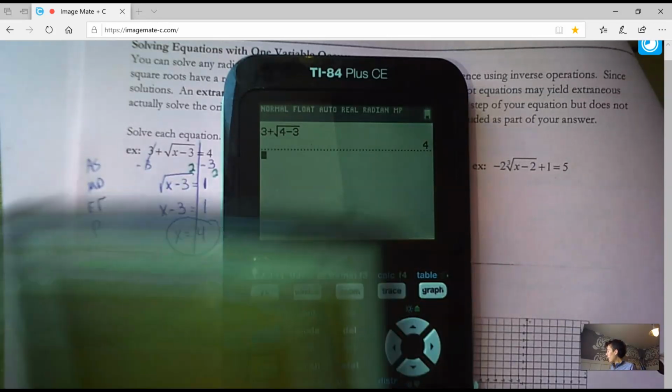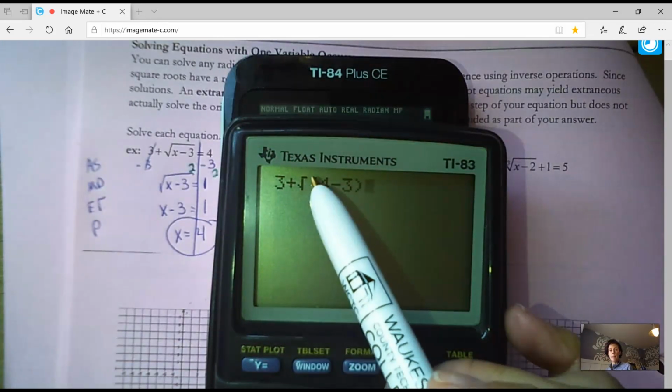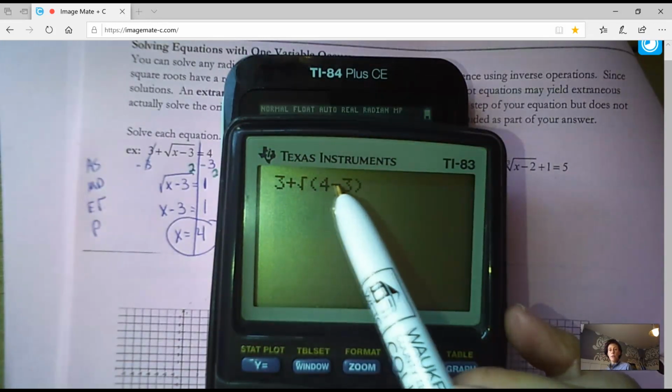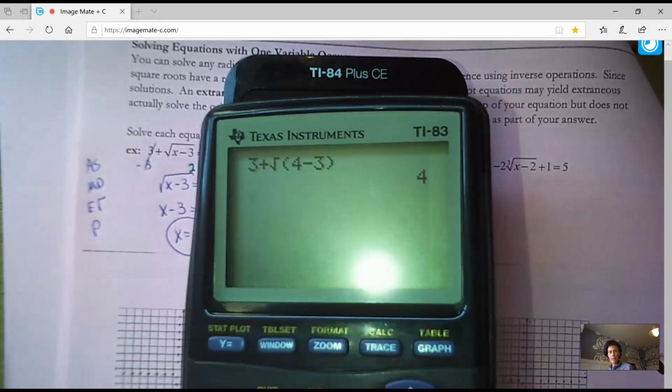If you're in the older operating system, then when you type it in, when you hit that square root button, the parentheses will start. So you'll have to close the parentheses so that your calculator knows that all of 4 minus 3 is part of that square root. And there's that 4 again.